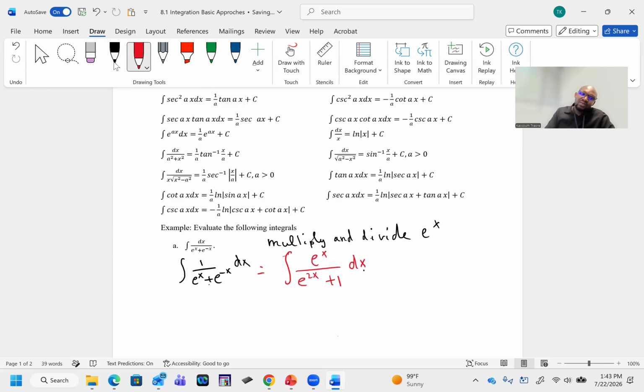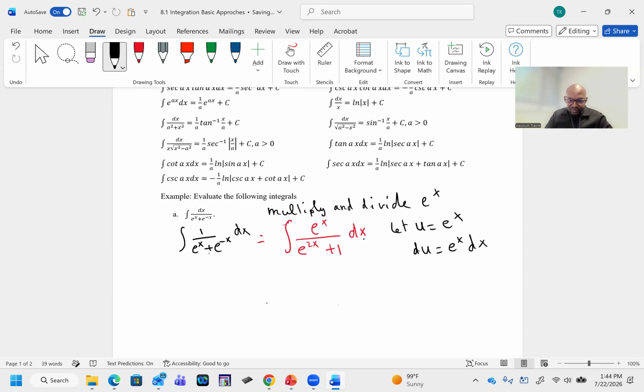So now I will use my substitution. I will say let u be equal to e to the power of x. If u is e to the power of x, then du will be e to the power of x dx, and that's what we have in the numerator. So my integral will become what? I will end up having 1 divided by u squared plus 1 du. That's what I will have.